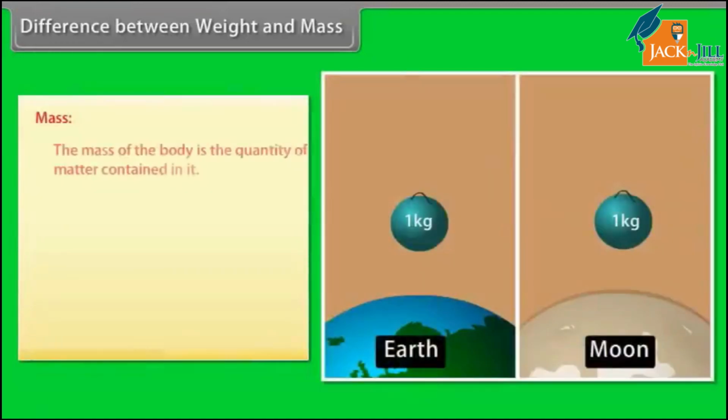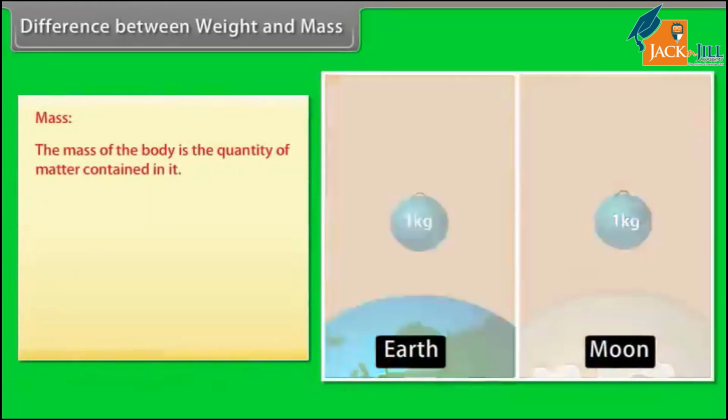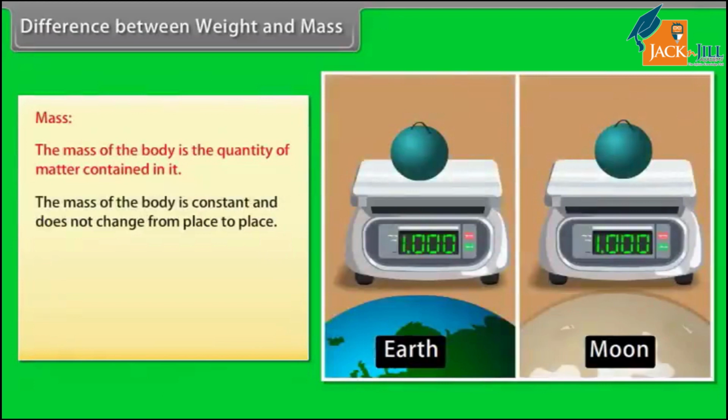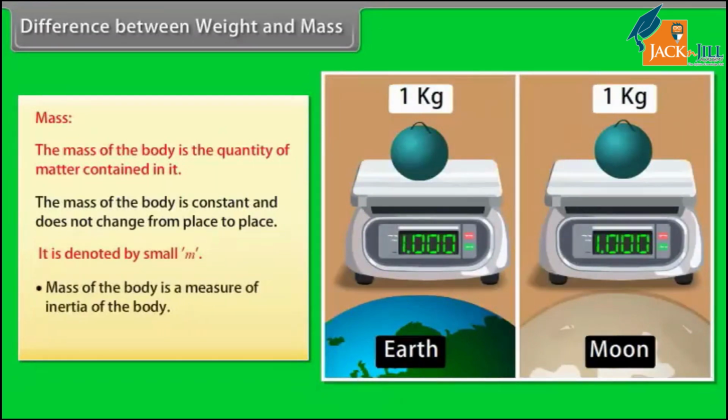Difference between weight and mass. Mass: the mass of a body is the quantity of matter contained in it. The mass of a body is constant and does not change from place to place. It is denoted by small m. Mass of a body is a measure of the inertia of the body. Mass cannot be zero.